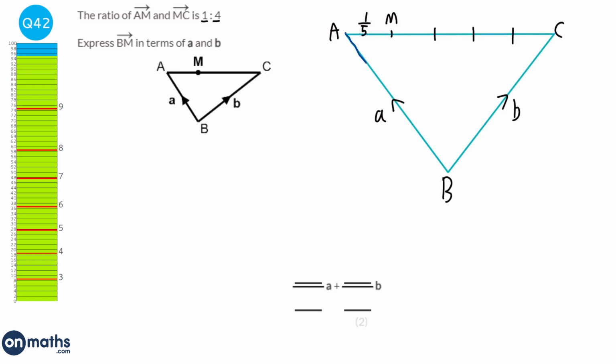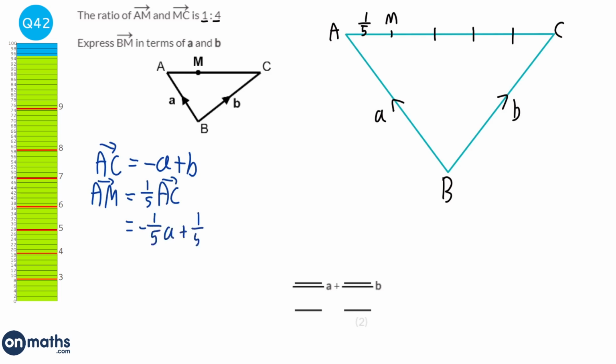So what we're going to do is we're going to go from A to C by going down here and then up here. So we can find out A to C is going to be going backwards down A, then up B. Now A to M is going to be 1/5 of A to C. Now, if A to C is minus A plus B, that means A to M is going to be minus 1/5 A plus 1/5 B.